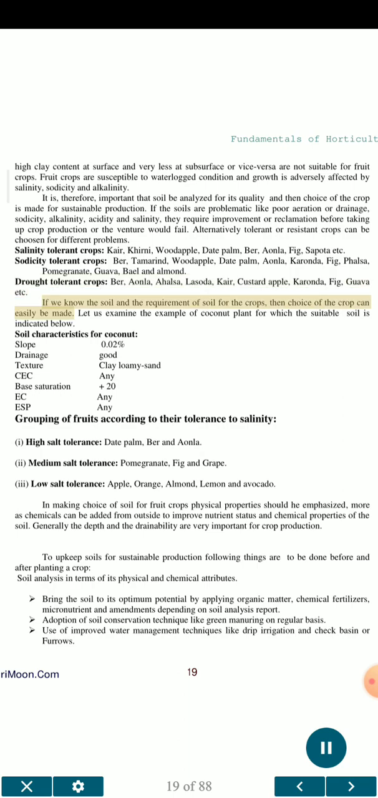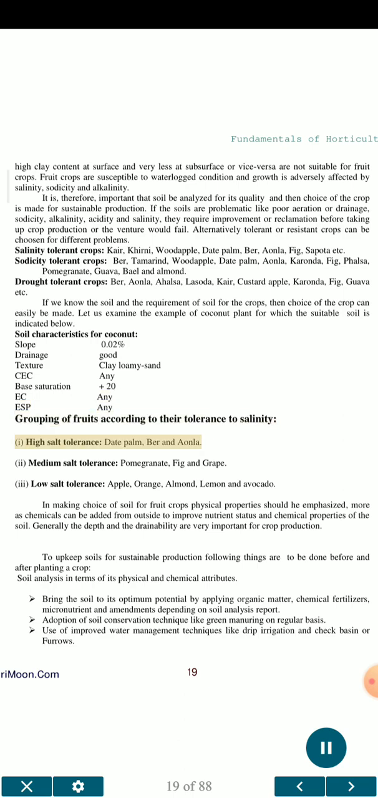If we know the soil and the requirement of soil for the crops, then the choice of the crop can easily be made. Let us examine the example of the coconut plant, for which the suitable soil is indicated below. Soil characteristics for coconut: slope 0.02%, drainage good, texture clay loamy sand, CEC and base saturation as indicated, ESP as indicated.